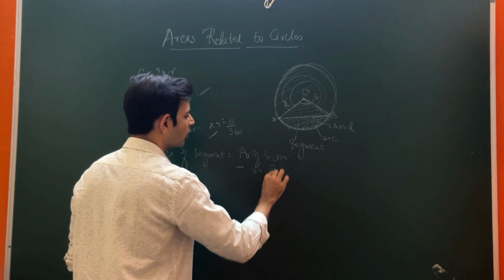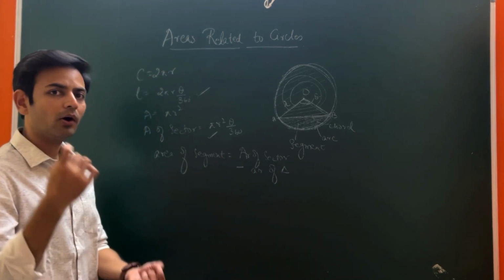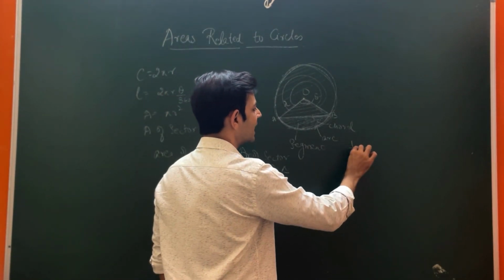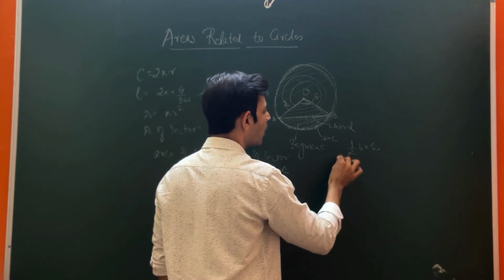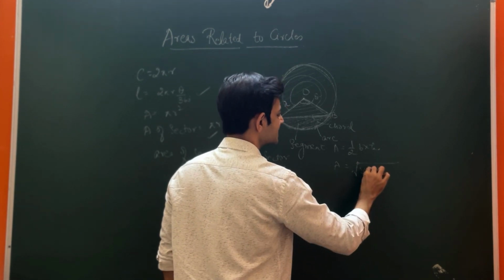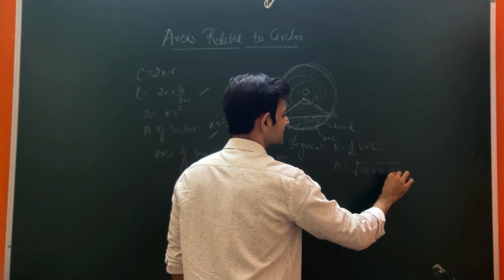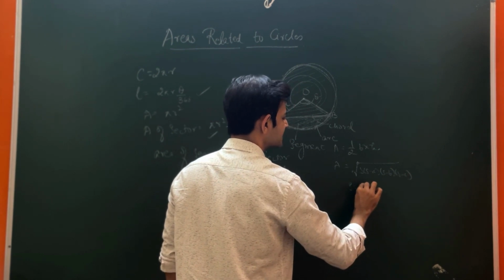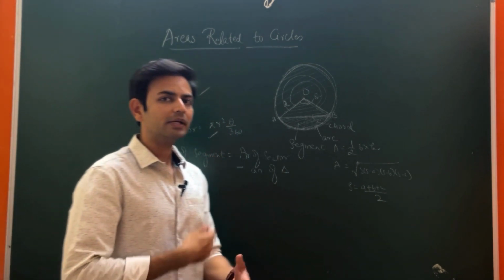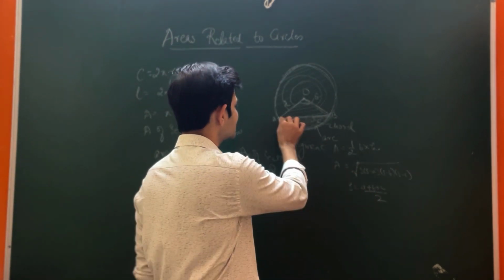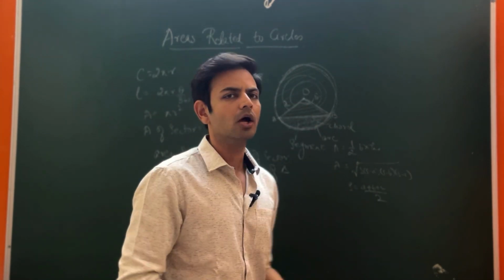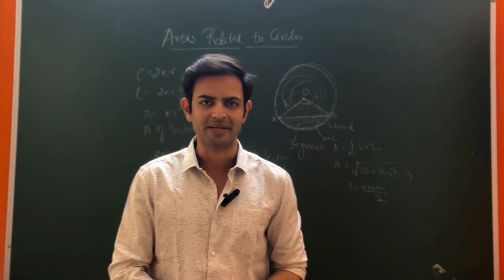minus area of triangle. Now, if you have forgotten how to find the area of a triangle, there are multiple ways. One, you can use half base into height, or you can use Heron's formula, that is root of s into s minus a, s minus b, s minus c, where s is equal to a plus b plus c upon 2. If you don't have the value of base and height here, you can use trigonometric values and find the base and the height. We'll do a few questions to understand this concept better.